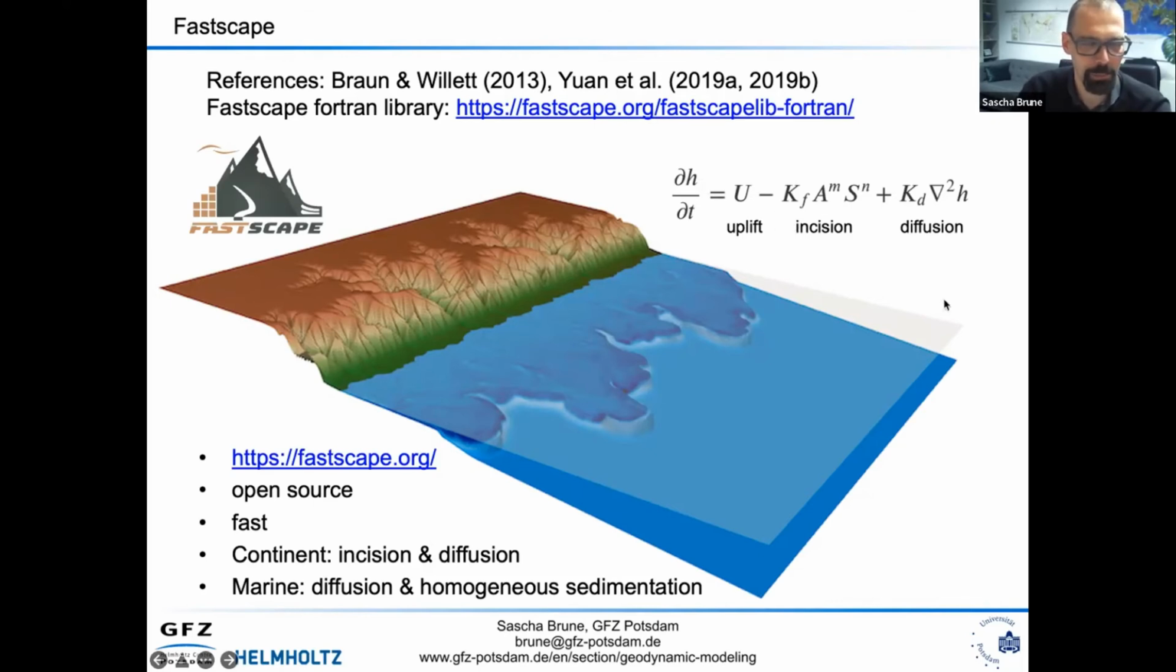I put the formula up here. This is the heart of FastScape. What it's doing, it's computing a change in topography by having a tectonic uplift force. This is what the geomorphologists see as a driver of topography. So this is coming from below. And then there are two processes in there. One is the stream power law that is driving incision, and then there is a hillslope diffusion.